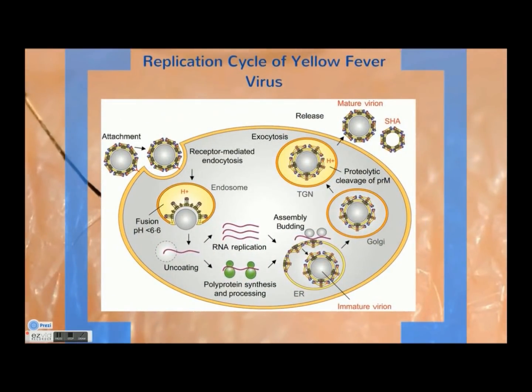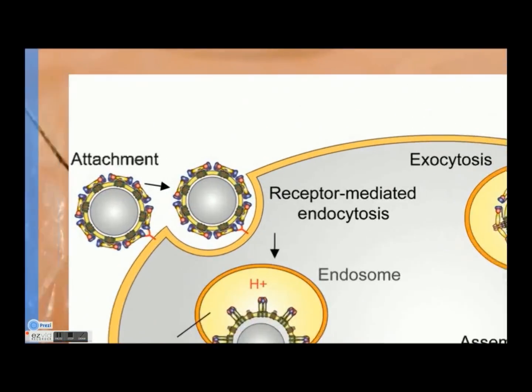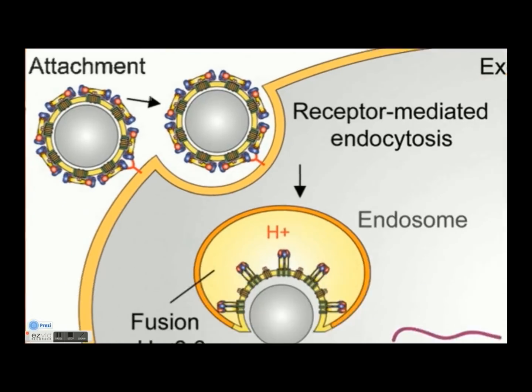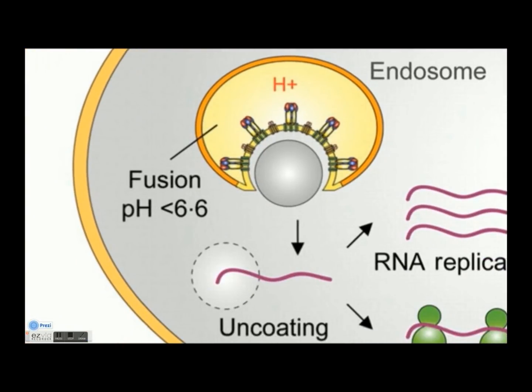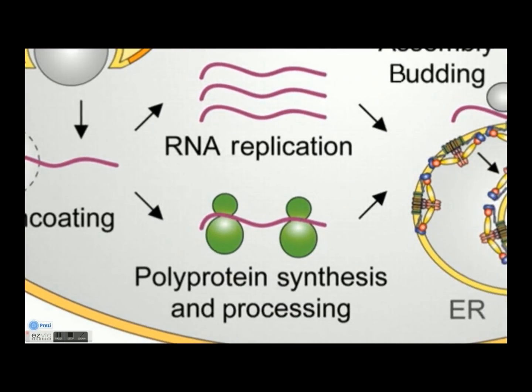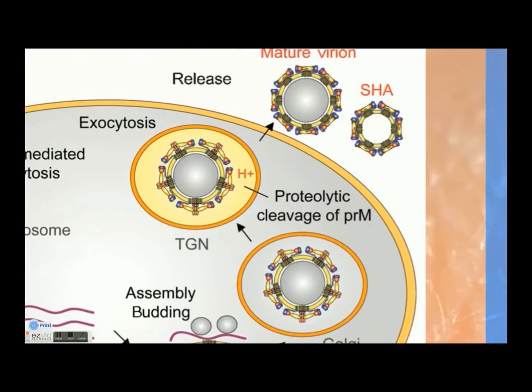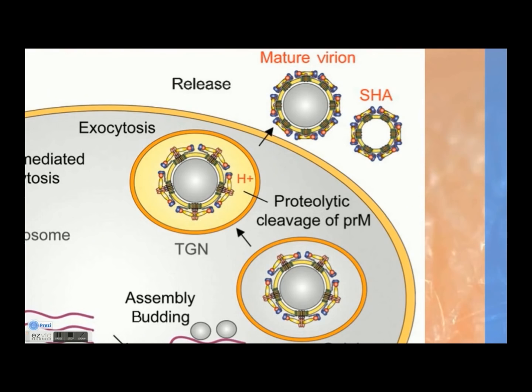In order for replication to occur, the virus must attach to receptors on the target cell, for which its spike proteins have high affinity. Receptor-mediated endocytosis engulfs the virion into the cell in an endosome. A drop in the pH of the endosome below 6.6 triggers a fusion of the envelope of the virus and the envelope of the endosome, releasing the nucleocapsid into the cytoplasm. The positive sense RNA genome can act as both mRNA and a template for RNA replication. Translated virion proteins are assembled in the endoplasmic reticulum and transported to the Golgi. A pH drop triggers proteolytic cleavage and exocytosis.